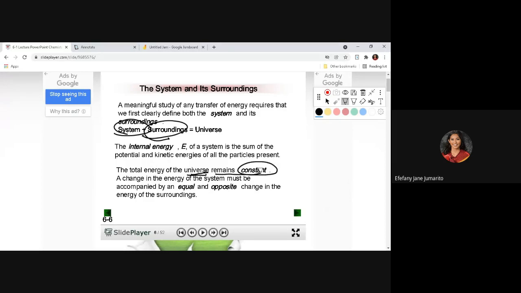Constant. Now, who gives the energy? Okay. Do we create energy? Wait, in class. Charge.